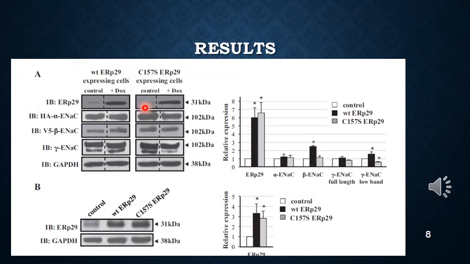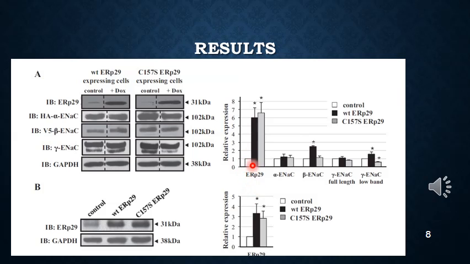Okay, so here are the results. So this is figure 1A and figure 1B. This figure shows the effect of ERP29 overexpression on ENaC in cells. As we can see from the control versus the dox in both the wild-type ERP29 and C157S ERP29, there's an increased expression with dox in ERP29. However, there's not really an increased expression in the other experimental samples of ENaC, alpha, beta, gamma, and GAPDH.